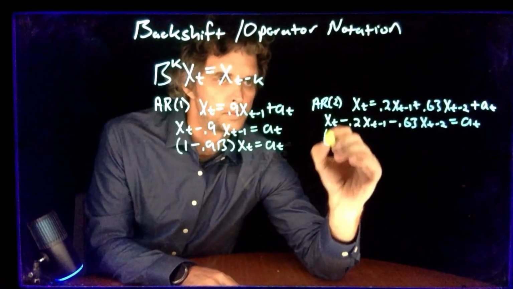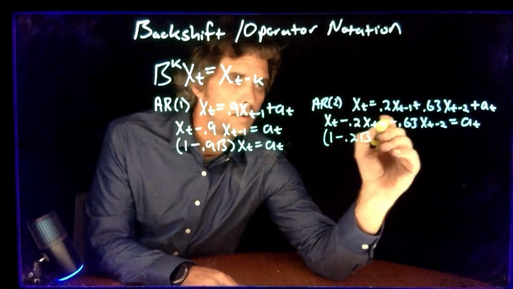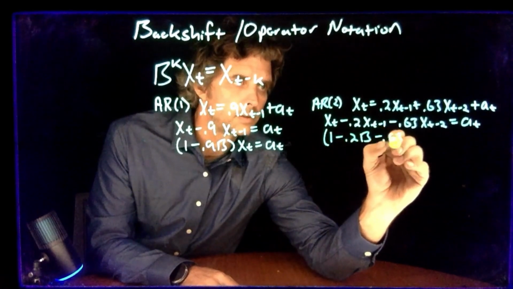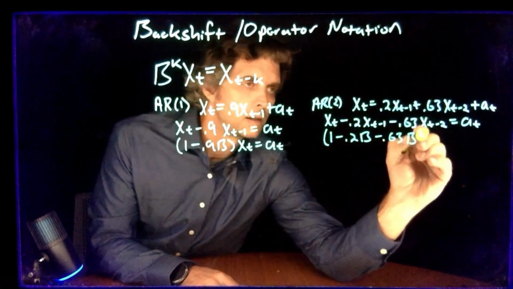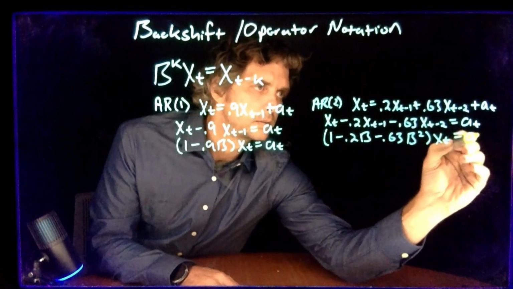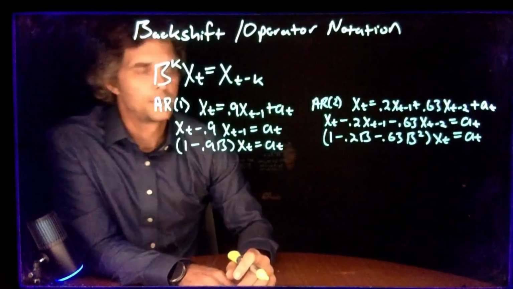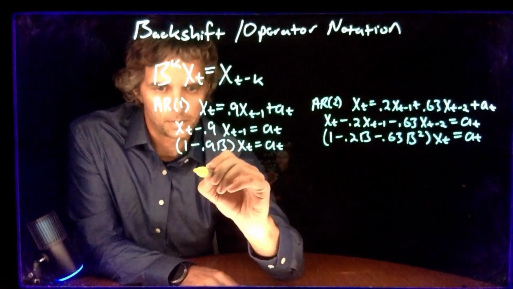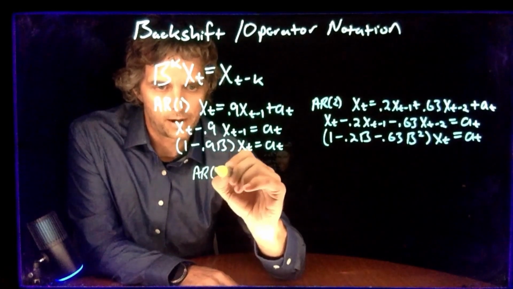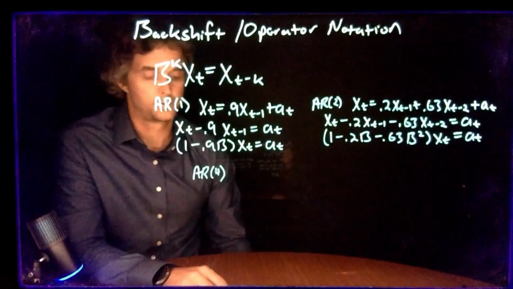Okay, we've got all the x's on one side, all the white noise terms on the other. Now we're in a position to put it into backshift notation. So it's (1 minus 0.2 B minus 0.63 B squared), all of that times x_t equals a_t. And so there we have it. That's in backshift notation. Awesome. Let's look at one more example here. We'll talk this time about an AR(4), just to show that in a backshift notation form.